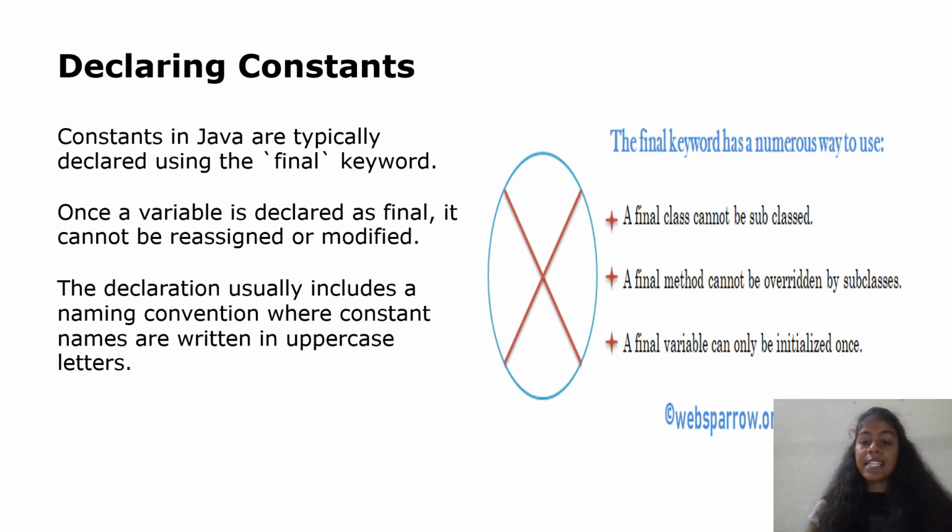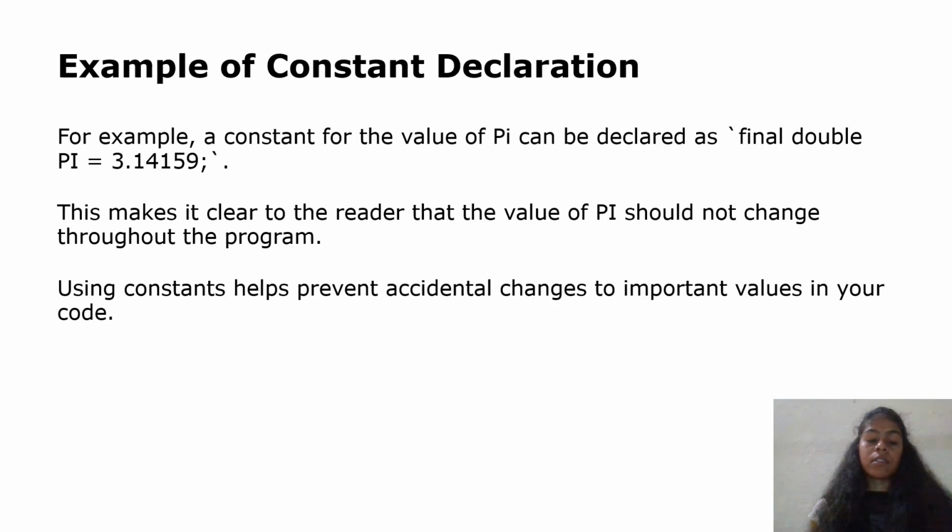And here you can see the final keyword has numerous ways to use. A final class cannot be subclassed. A final method cannot be overridden by subclasses. A final variable can only be initialized once.